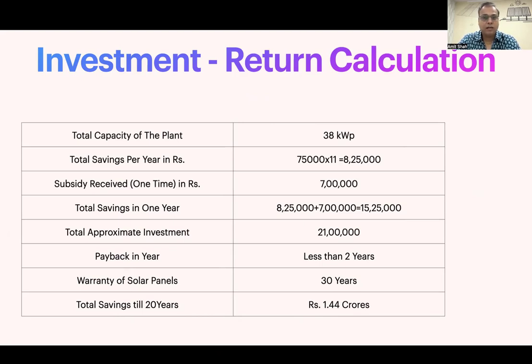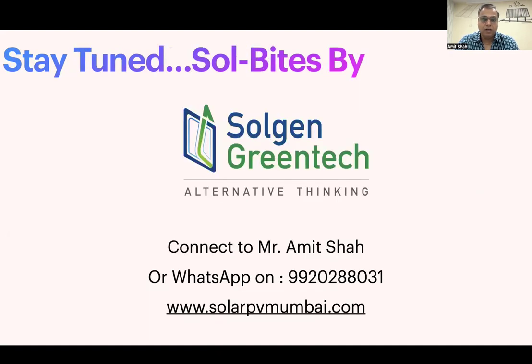So the payback is, as you can see, less than 2 years only, and the warranty of these solar panels is 30 years. The performance warranty is 30 years and the product warranty is 12 years. So if you take only the first 20 years of the life cycle of a solar power plant, you can save somewhere around 1.44 crores of rupees, and this money you can use for the upliftment of your society.